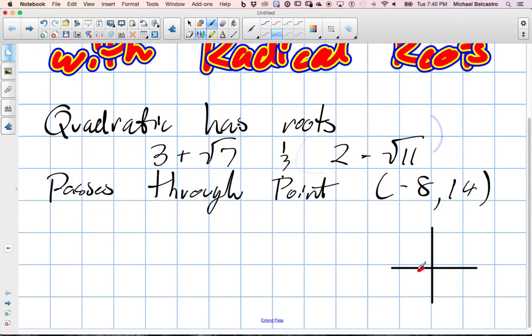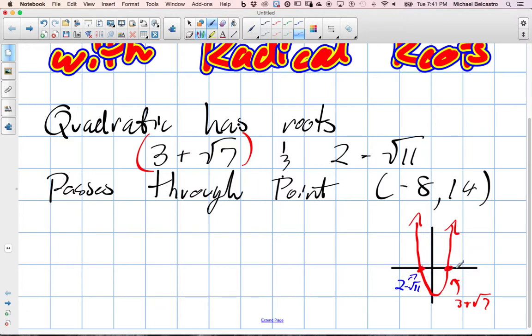What it means is we have some root here, and it probably looks like this, or it could be facing the other way. We're just kind of unsure. But these are the roots, okay? And they've given us the values for the root. The first root here is 3 plus root 7, so it's somewhere on the positive side. We don't exactly know what it is. And 2 minus root 11 is going to be somewhere on the negative side.